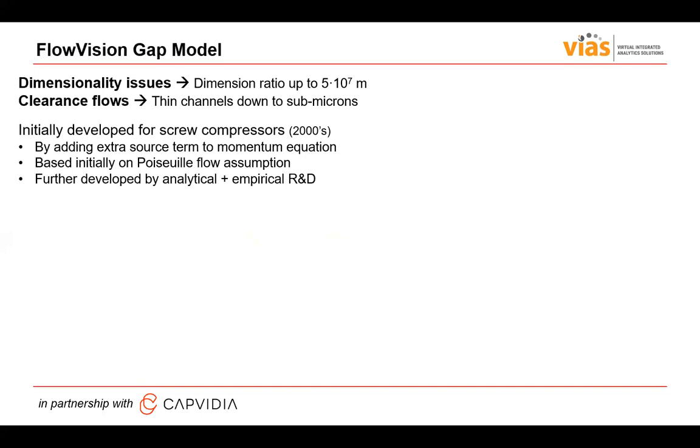Starting in the beginning of 2000, this methodology was developed for the scroll compressor industry first. And the idea, very basically, was to manipulate the momentum equation based initially on a Poiseuille flow assumption, and it was further developed in the beginning for a couple of years by analytical and empirical research and development, of course, thanks to our partners also from the scroll compressor industry. So this was the beginning.